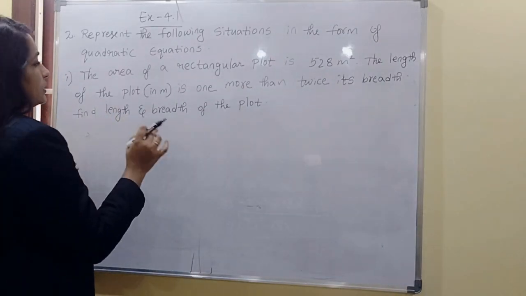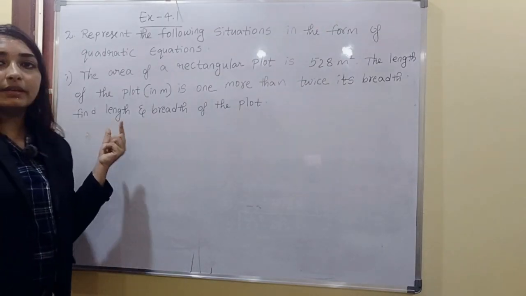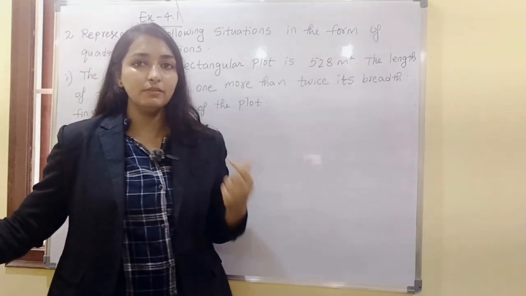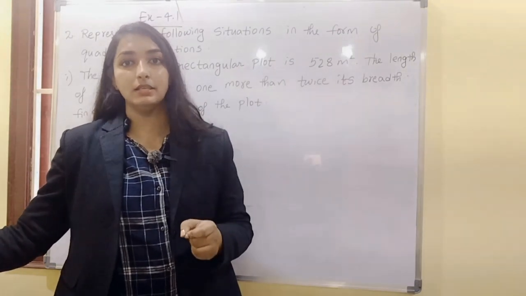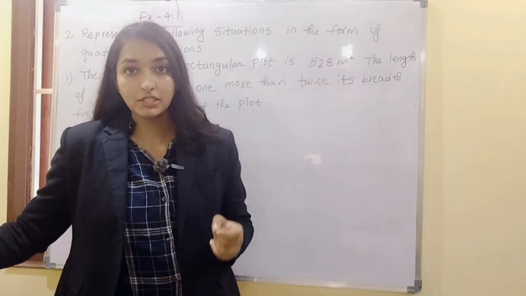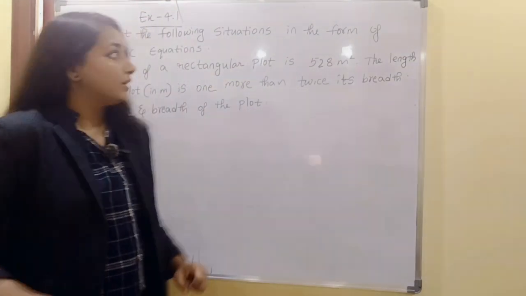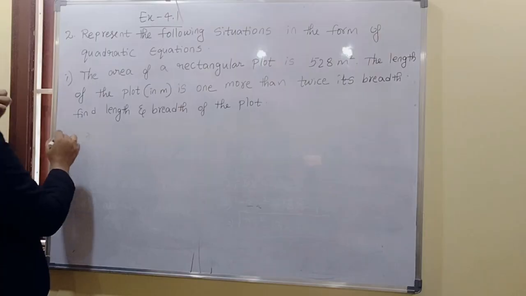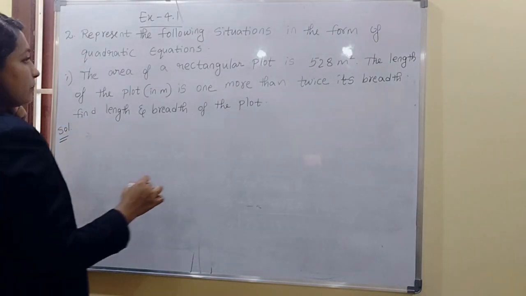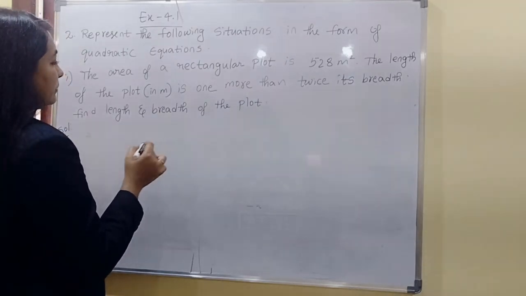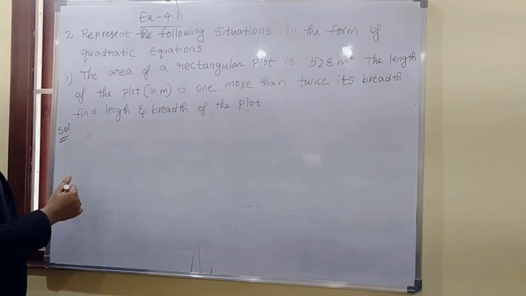Represent the following situations in the form of quadratic equations. So we have to understand the given question, and we need to represent this question mathematically in the form of a quadratic equation, that is ax square plus bx plus c is equal to 0. Is it clear? So let us understand the question. The area of a rectangular plot is 528 meters square. The length of the plot in meter is 1 more than twice its breadth. Find length and breadth of the plot.